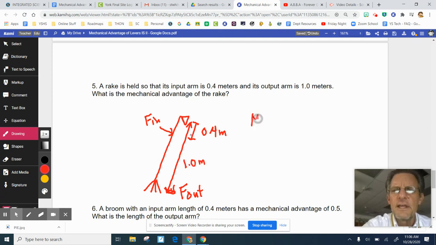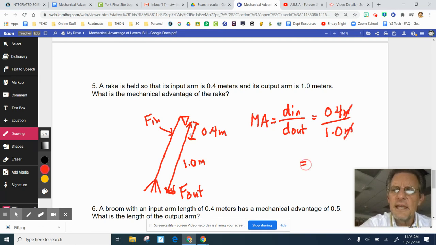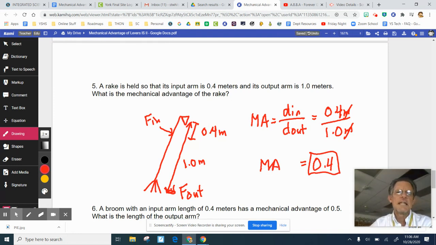And remember, mechanical advantage is equal to distance in over distance out, which equals 0.4 meters divided by 1.0 meters. The meters will cancel, and my mechanical advantage is 0.4. Typically, third-class levers will have mechanical advantages less than 1. I think given that information, you should be able to do number 6 and also number 7.